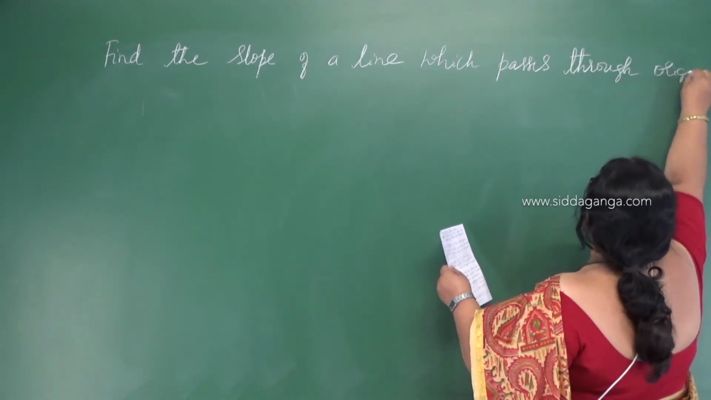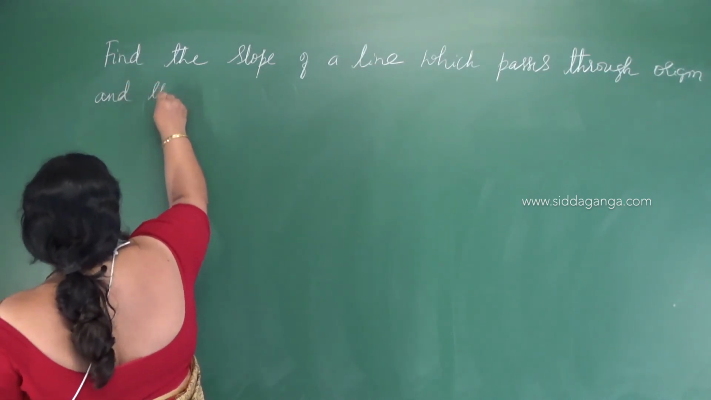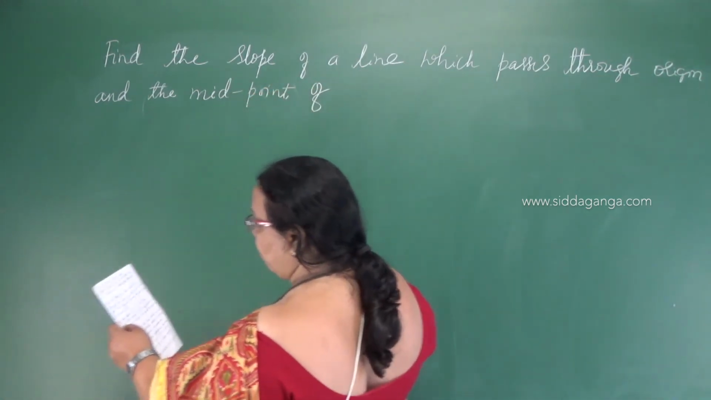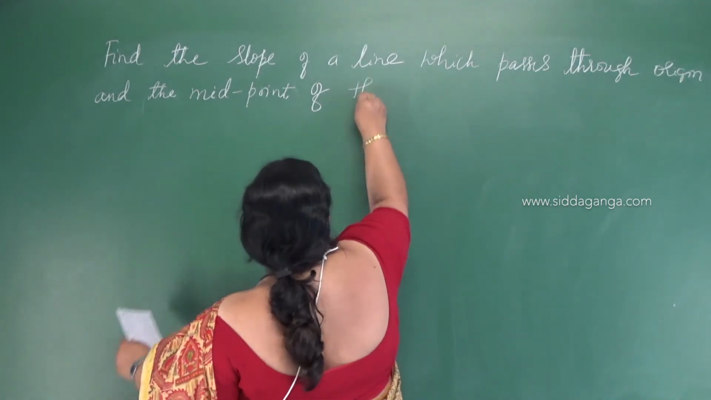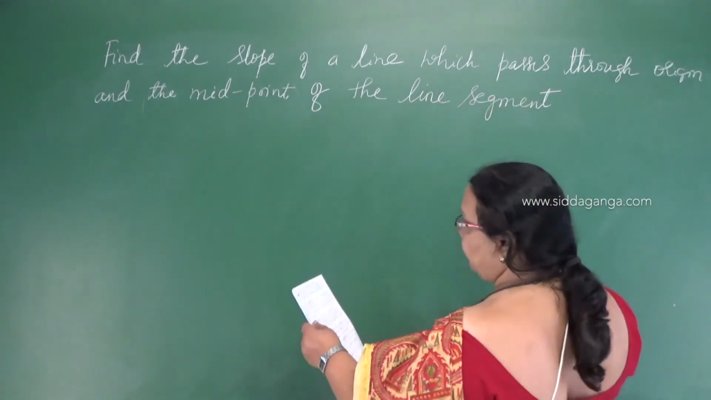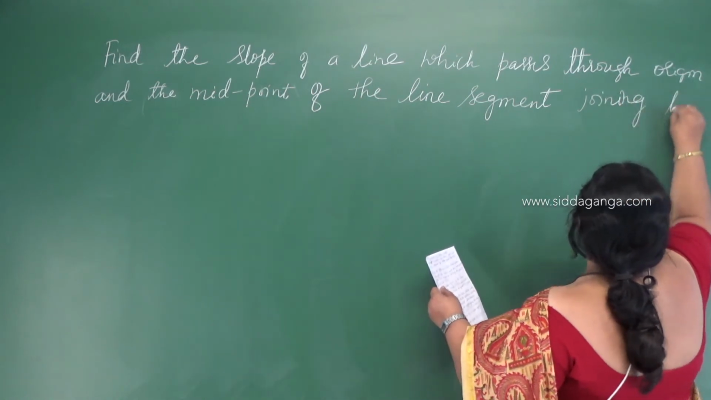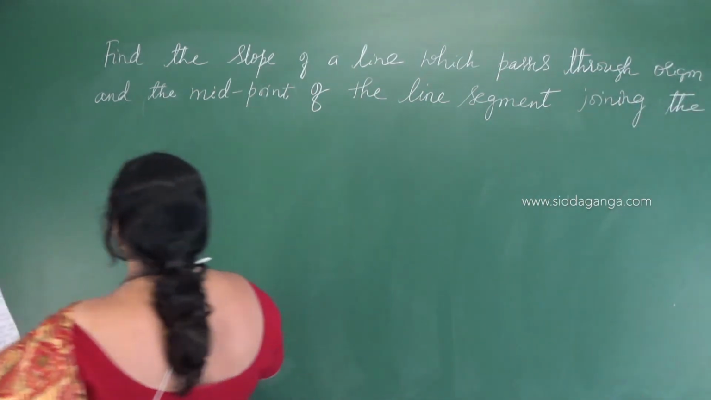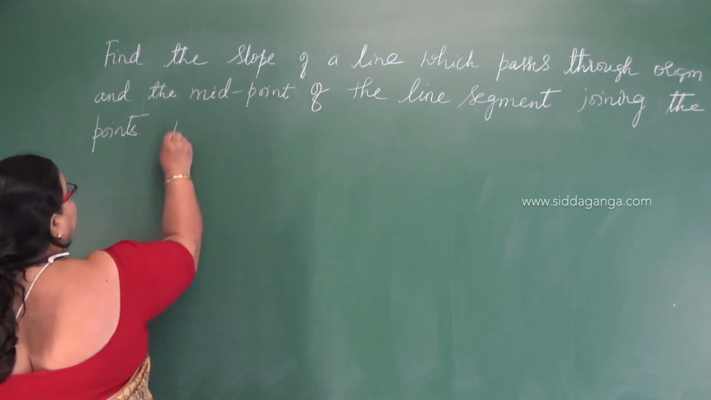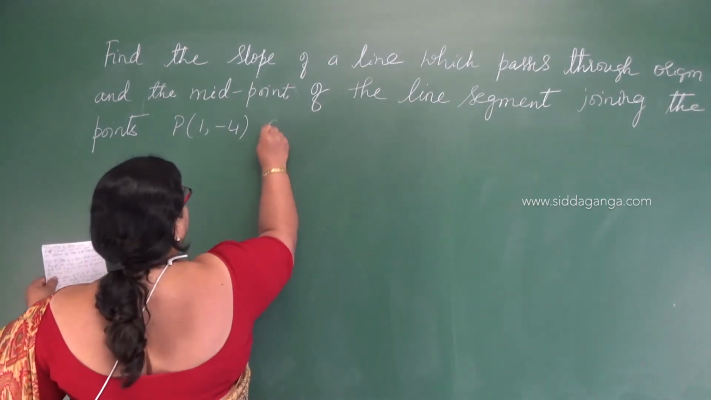Through the origin and the midpoint of the line segment joining the points P (1, -4) and Q (8, 0).